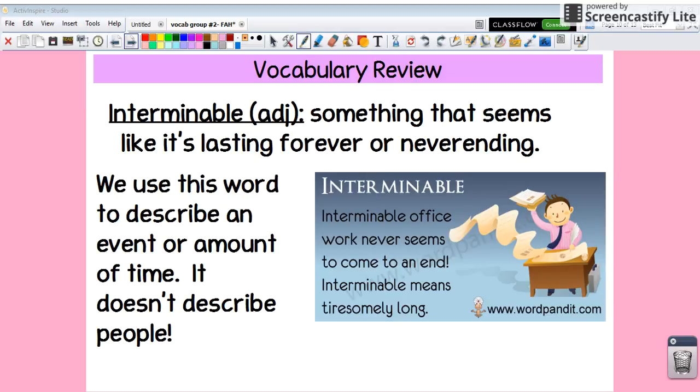All right, so now interminable, from my experience, is a difficult word for people to sometimes use for the first time. We have to use this word to describe an event or an amount of time. It does not describe people. So you can't say the interminable teacher or I am interminable. How would that even make sense? You're never ending? Maybe with figurative language you could kind of stretch it, but no. For the literal definition, do not use this word to describe people. It would not be appropriate.